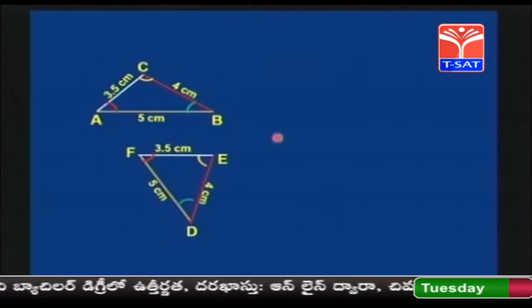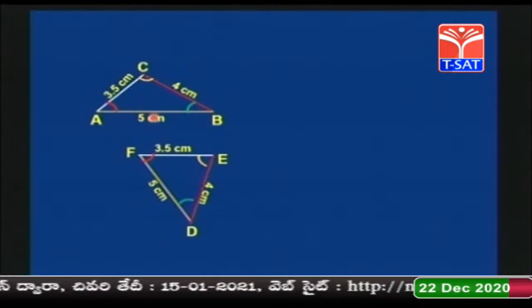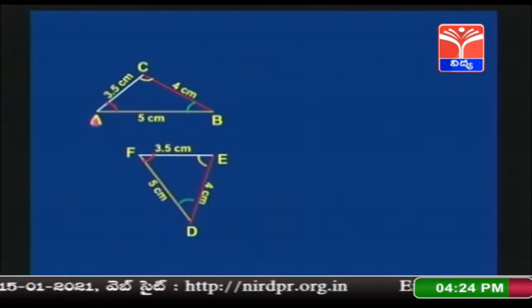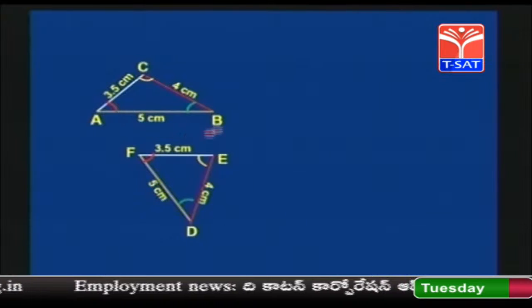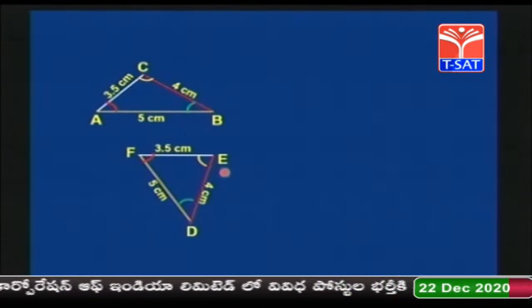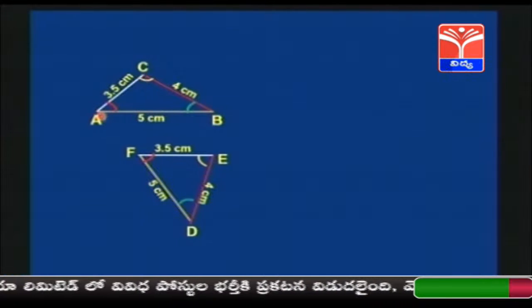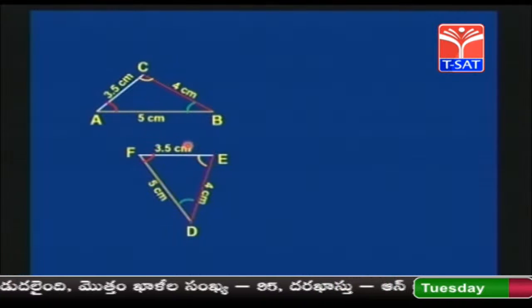See the second triangle, triangle DEF. Now students, same, identify the congruent sides. See AB is 5 cm, here DF is 5 cm, BC is 4 cm and its corresponding side is here DE, 4 cm, CA is 3.5 cm, here FE is 3.5 cm.